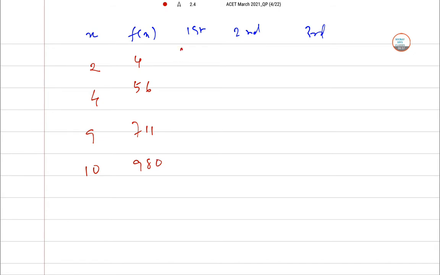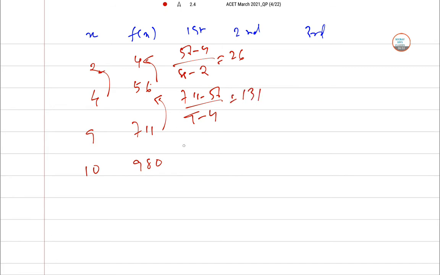So the first difference is 56 minus 4. So this minus this divided by 4 minus 2. That is 26. Second is, let me just complete the first. So 711 minus 56 by 9 minus 4. Okay, so this is 131, and 980 minus 711 by 10 minus 9, so this is 269. Similarly now this to this, 131 minus 26 divided by 9 minus 2.